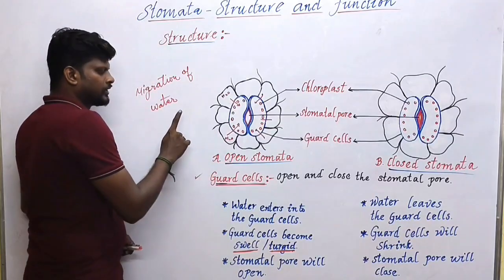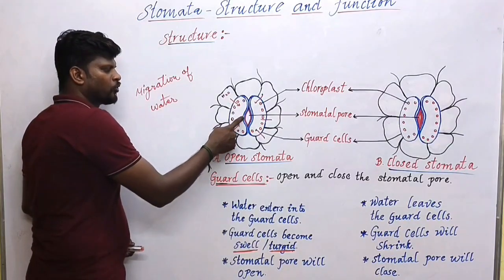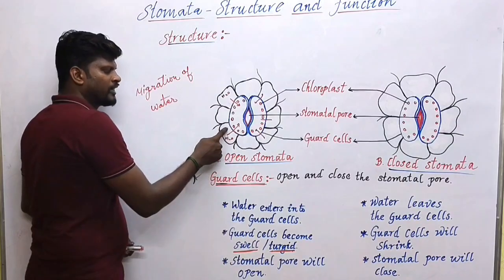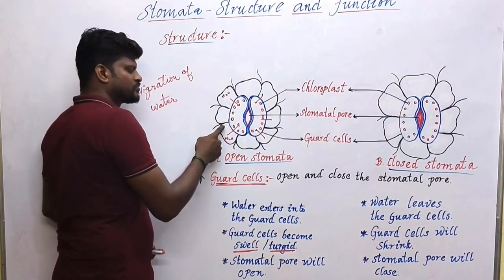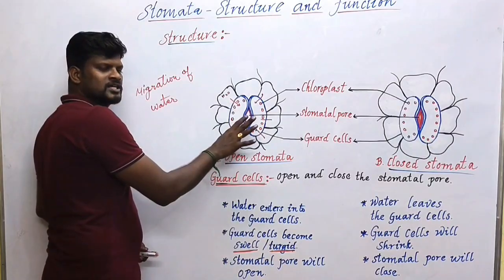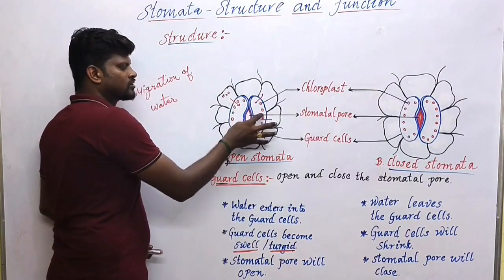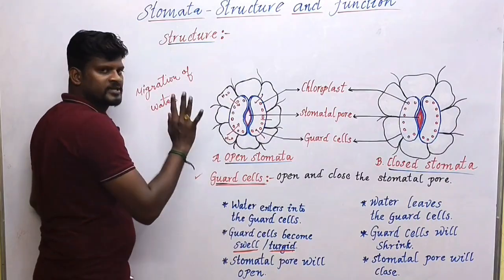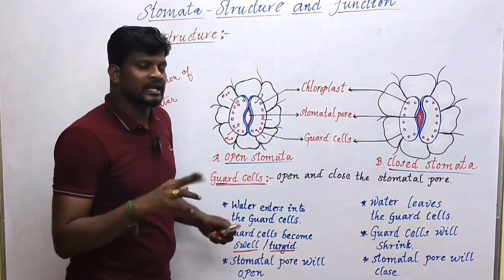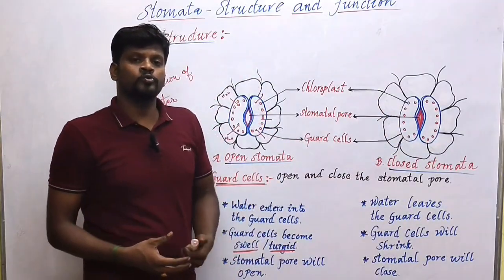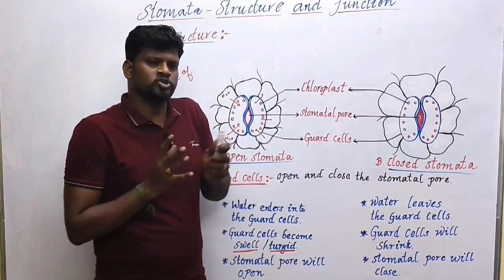So the stomatal pore is opened by the guard cells due to migration of water from the subsidiary cells into the guard cells. As this occurs continuously, the guard cells become turgid or stiff, hence it opens the stomatal pore. Understood? Right. Coming to the closed stomata, when or how is the stomatal pore closed?